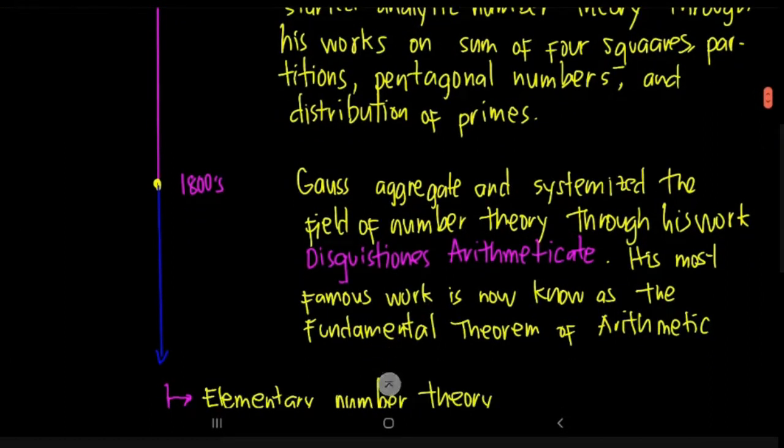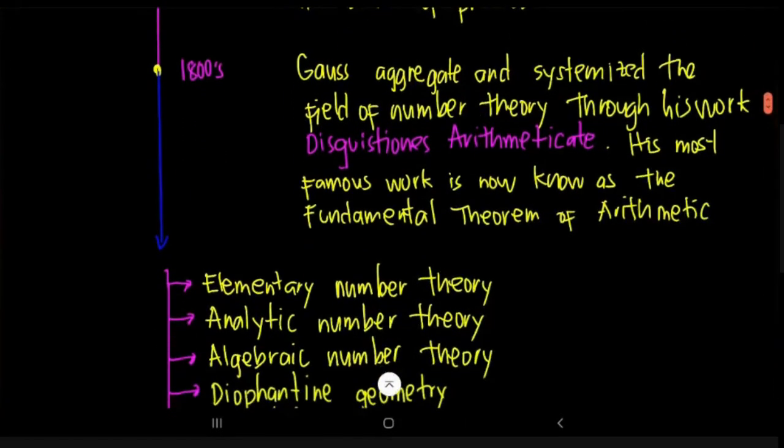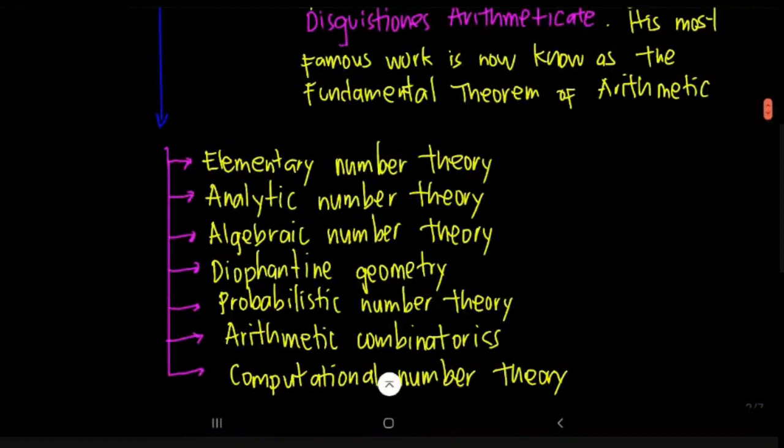But the major peak in the history of number theory is when Gauss aggregated and systematized the field of number theory. Through his work, Disquisitiones Arithmeticae, his most famous result is now known as the Fundamental Theorem of Arithmetic. Then from there on, it started to branch out into different fields of number theory. So now we have elementary number theory and analytic number theory, which was propagated by Euler and Euclid.